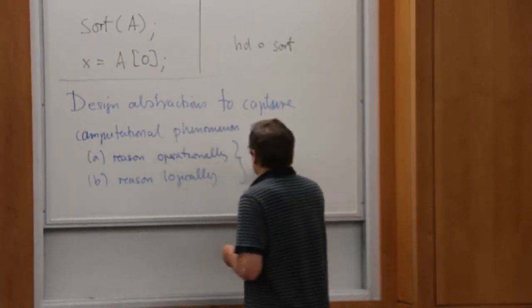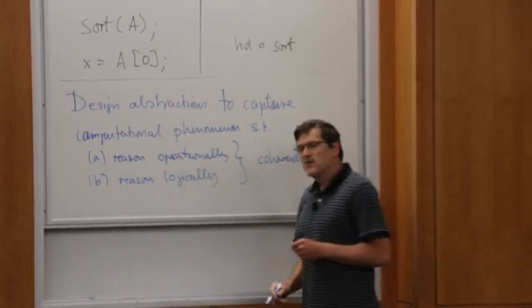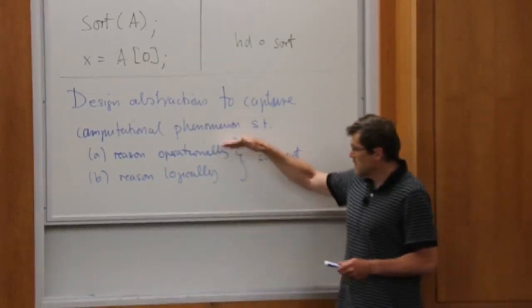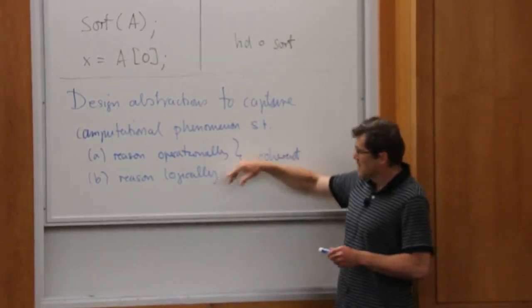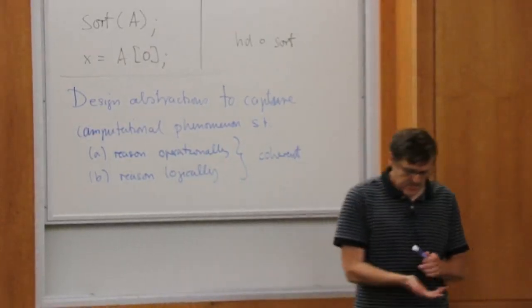And these two things are coherent. So you have a good programming abstraction if whatever abstraction you have lets you reason about how it executes, what it accomplishes, and these two things actually fit together. So that's the study of programming languages for me.